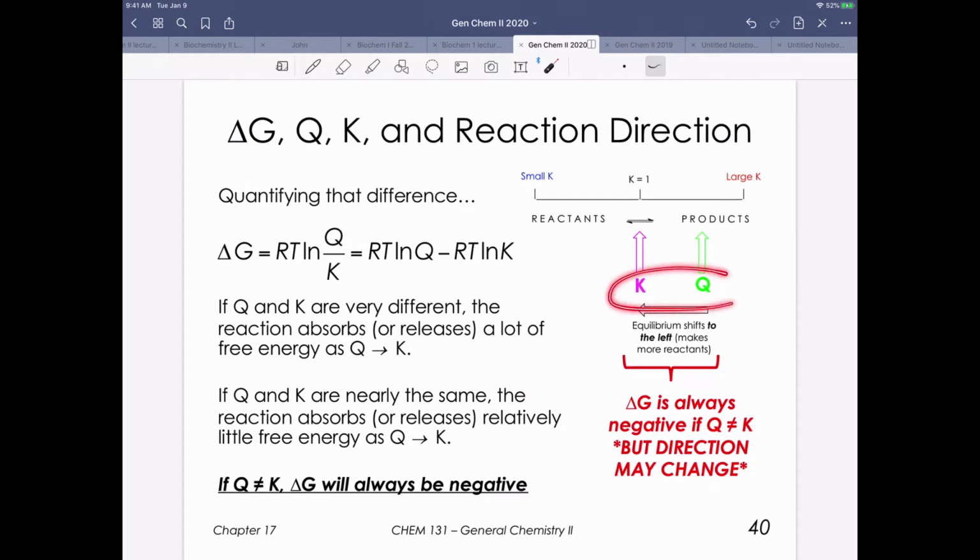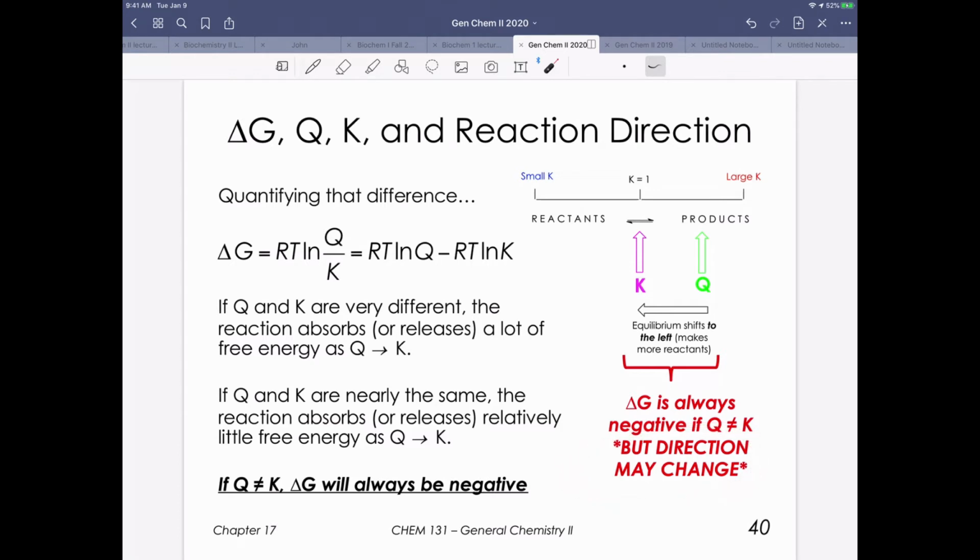Do you remember when we used to do a Q versus K comparison? If Q was greater than K, that meant we made too many products and the equilibrium would have to shift back to the left. So one of the things we're going to realize here is that any time where we're at is not where we want to be. So Q is not equal to K, and we're going to shift towards K. Again, delta G will always be negative if Q does not equal K. We're going to be favorably shifting towards equilibrium, but it might change the direction that we need to go in.